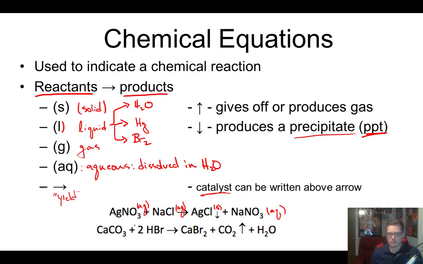Then you have calcium carbonate. So calcium carbonate reacting with HBr. Now, calcium carbonate's an interesting one. We're just going to assume that it started as a solid just for fun, so just to put that solid.